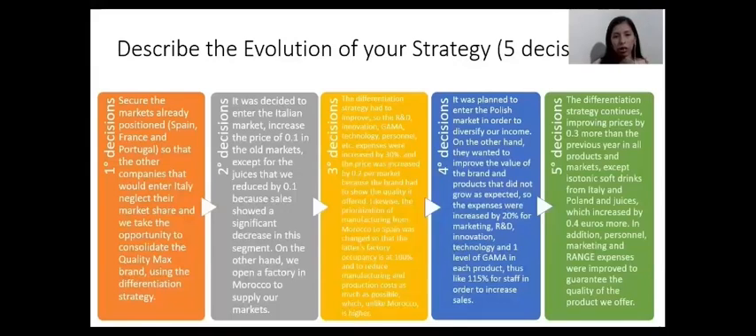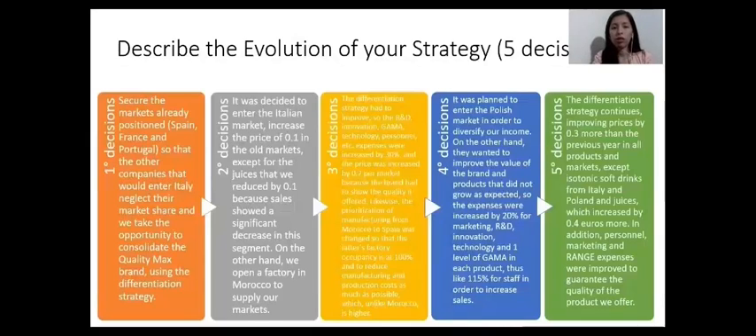Describe the evolution of your strategy. Decision one: secure the markets already positioned in Spain, France, and Portugal, so that the other companies that will enter Italy make their market share, and we take the opportunity to consolidate the Quality Max brand using the differentiation strategy. Decision 2: it was designed to enter the Italy market, raise the price by 0.1 in all markets, except for the US, where the increase was 0.1 because soft drinks showed a significant decrease in this segment. On the other hand, we opened a factory in Morocco to supply our market.